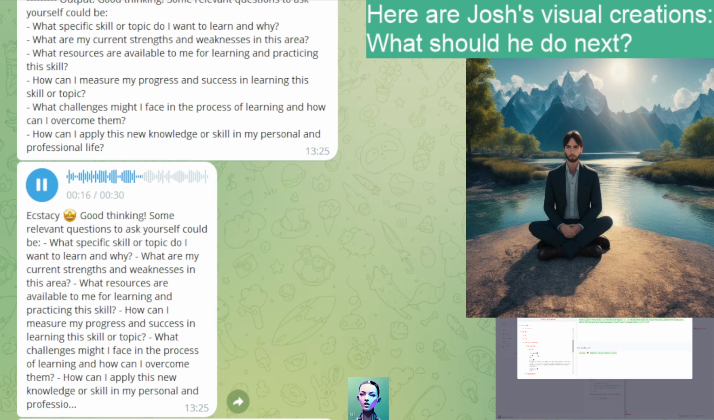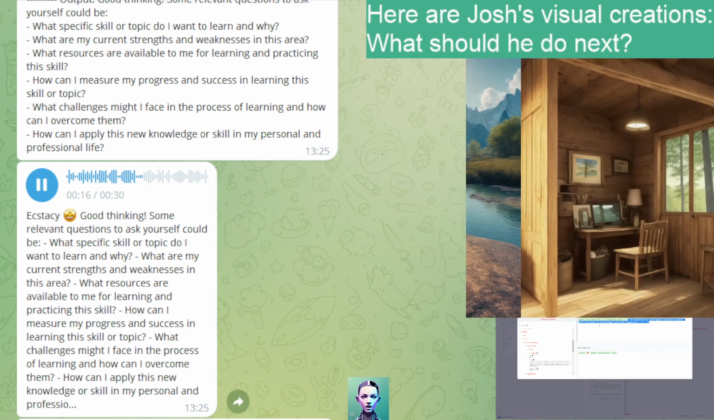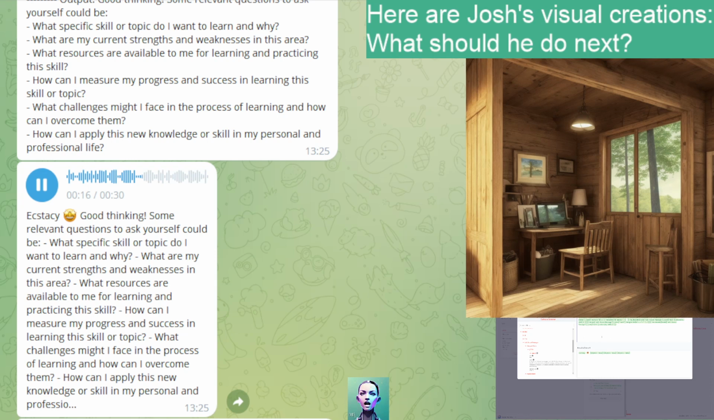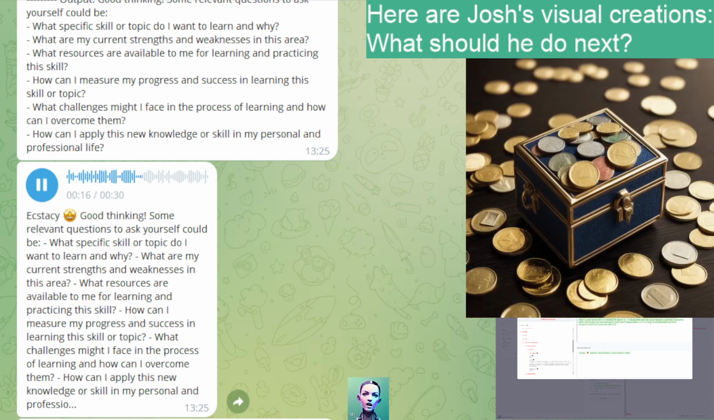One task you could focus on is setting specific, measurable, and attainable goals for yourself and creating a plan of action to achieve them. This will help you stay focused, motivated, and on track towards achieving your desired outcomes.